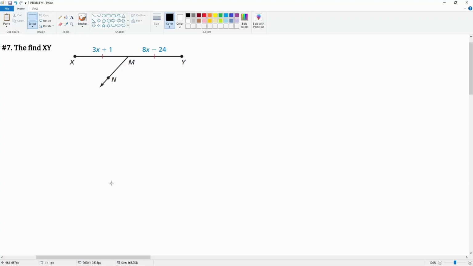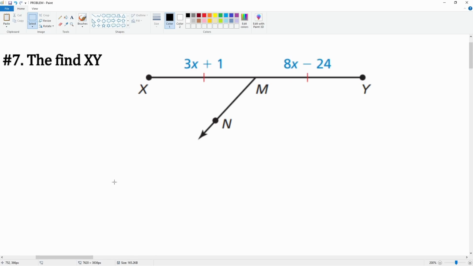Section 1, number 7 here, you're going to try to find the value of XY. So it seems like XY is made up of two parts, which are XM and MY. So we can write that XM plus MY is going to be equal to XY.